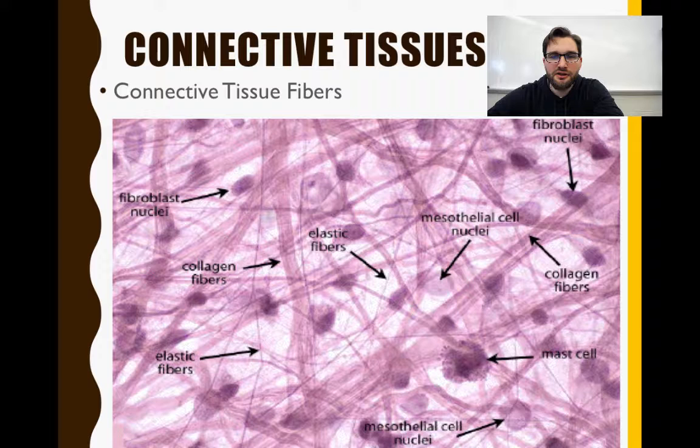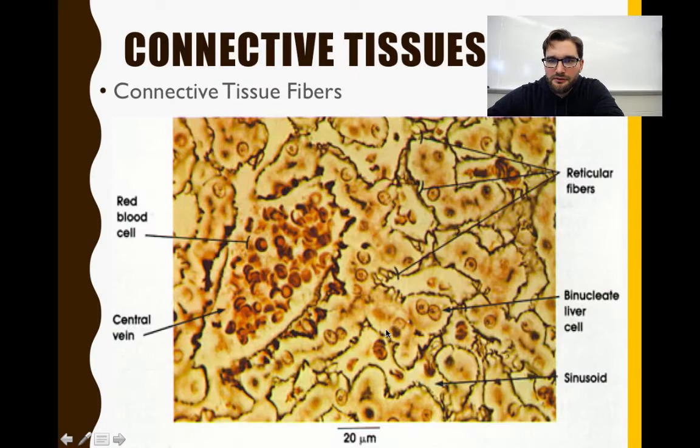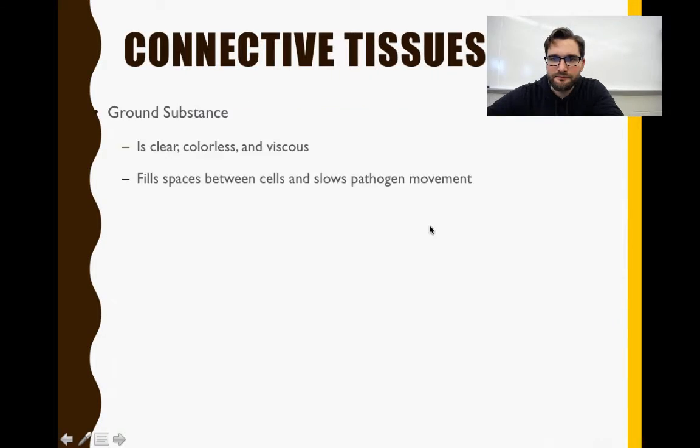So we can see here some collagen fibers are the larger ones. The elastic fibers are the smaller ones in a network. And then in this image, we can see the reticular fibers, and specifically these are reticular fibers of the liver. Small fibers right in here.